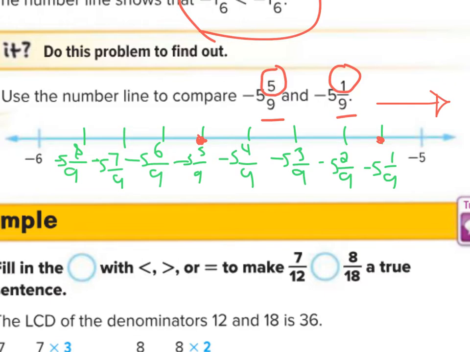So really, this number is larger, or has a greater value than this number. So we're going to say that it's less than, right? Negative 5 and 5/9 is less than negative 5 and 1/9.